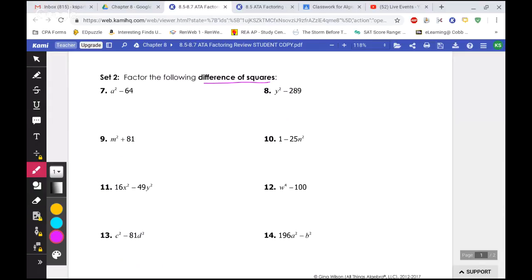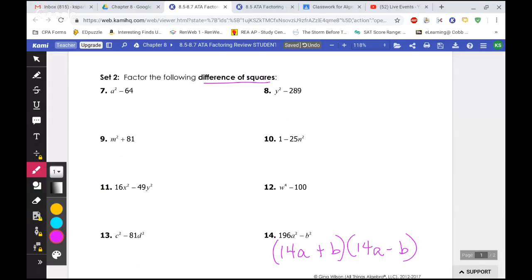196, the square root of 196 is 14. But obviously you can always plug this in your calculator. And you've got a perfect square in the a squared, so that's going to be a. Basically on these, you're just taking the square root of the first term and the square root of the second term, and you're just writing them out. Is that making sense to you guys? And then separating them, you're making two sets of parentheses, taking the square root of the first term, square root of the second term, and then separating each of them by a plus in one set of parentheses and a subtraction sign in the other.